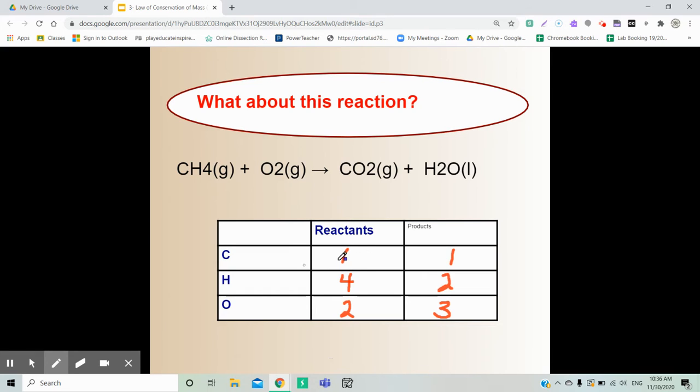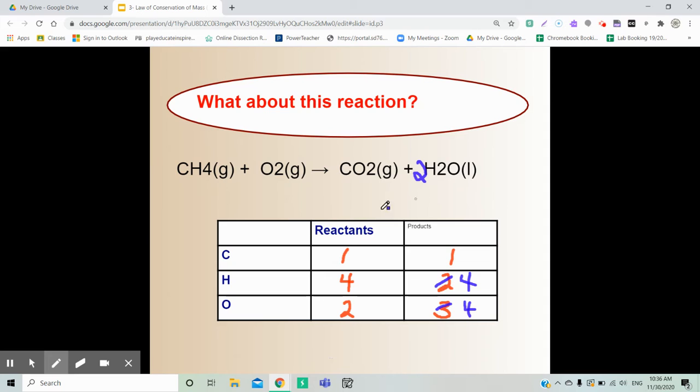So what I'm going to do is say my carbons are fine. I want to fix my hydrogens first. So I'm going to go over here to the product side, sorry, and I'm going to add a 2 here to make this 4. So now I have 4 and 4. By doing that, however, I went from having 3 oxygens on this side to now having 4 oxygens on this side. Because if I count it, 2 here and 2 here.